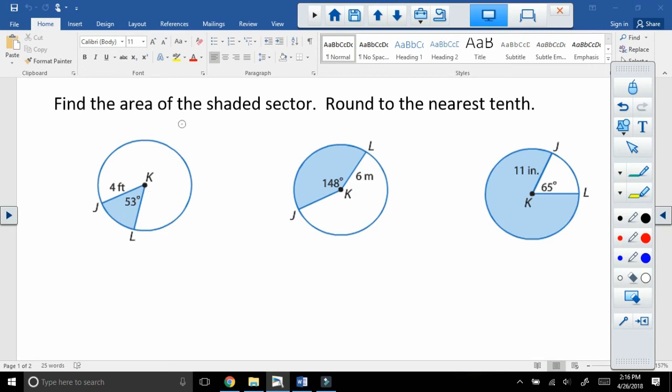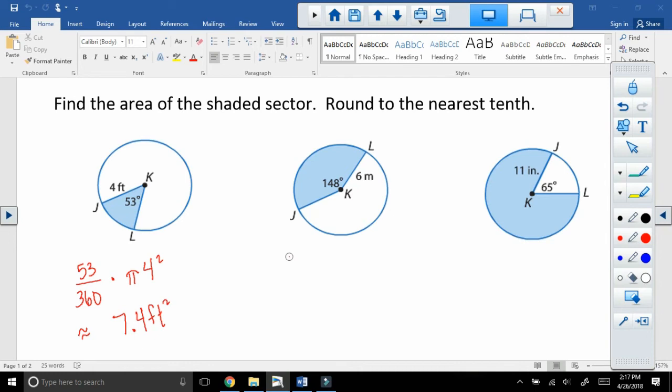For these, it's asking me to find the area of the shaded sector. I'm going to just use that formula for all three. For this first one, the angle is 53, and that's out of 360. I'm going to multiply that by the whole area of the whole circle, which would be pi times 4 squared. Just make sure you grab your calculator and you type this in correctly. You should get that to be about, it says rounded to the nearest tenth, 7.4, and don't forget to include units on these. These would be square feet.